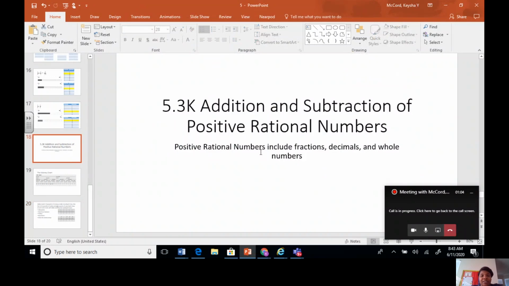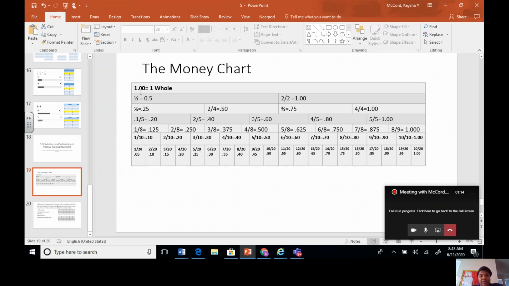Like I said, positive rational numbers include all positive fractions, decimals, and whole numbers. So before we get started, we're going to talk about our favorite tool that's going to help us. It's called the money chart. The money chart allows us to convert fractions to decimals and decimals to fractions. Why do I call it the money chart? Because you have to think of it like money.